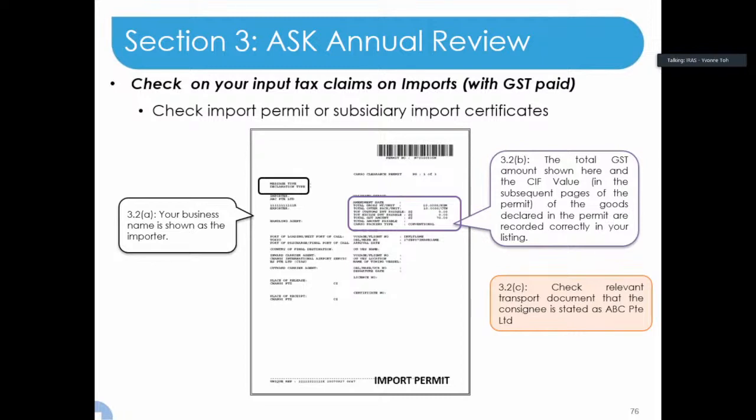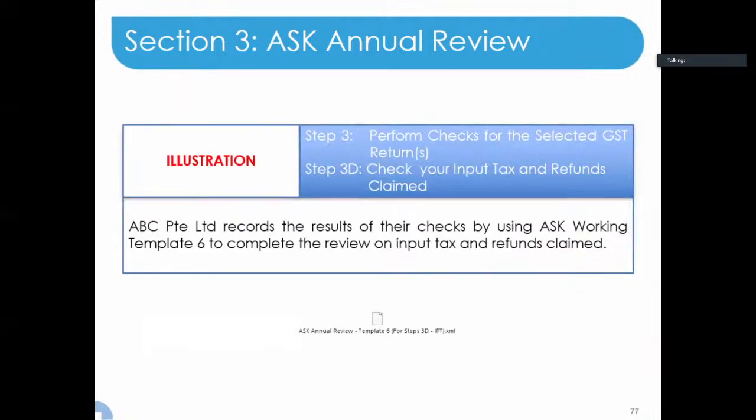Check that the CIF value of the goods declared in the import permit is recorded correctly in the imports listing. For the general import case, when you claim the input tax, you should be claiming what Customs has actually charged you. So this value can be extracted from the import permit. Similarly, on the transport document, ABC should check that their business name is shown as the consignee for the goods.